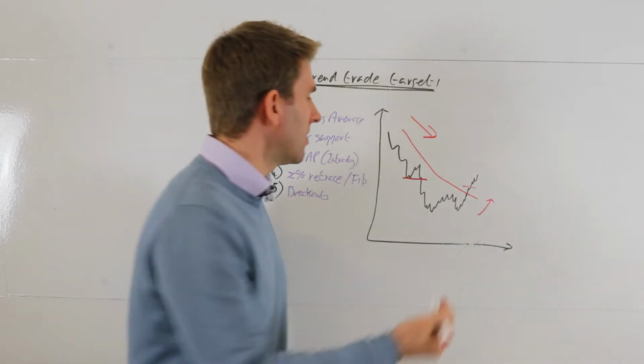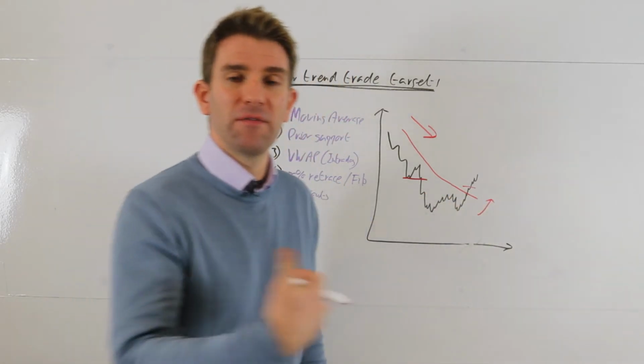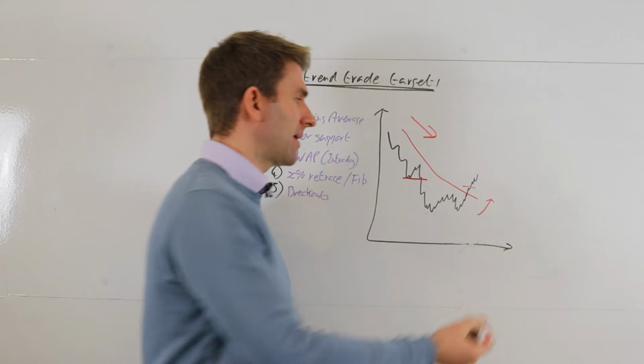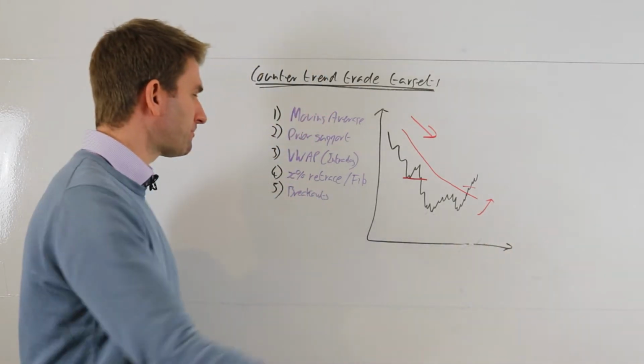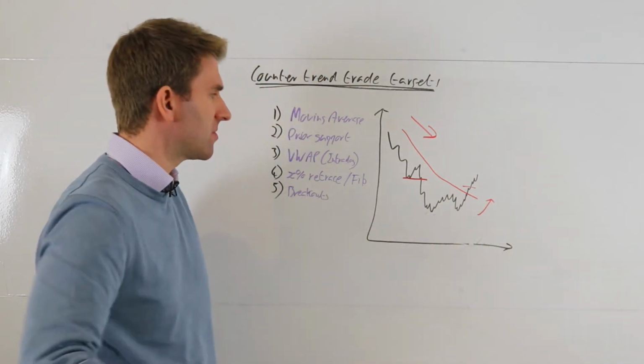That's fine. But price support is very often where you might find the price stall, it might flip back down again and rotate back down. So that's a good one. Another one is something like an X% retracement or a fib.